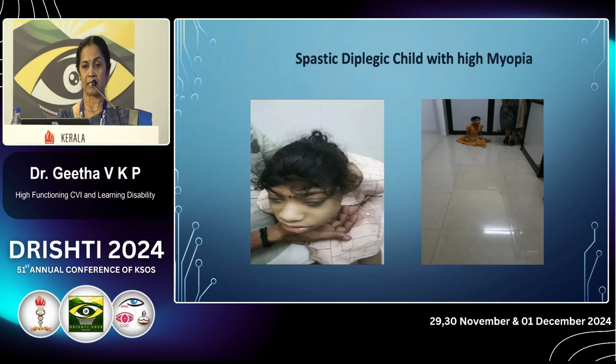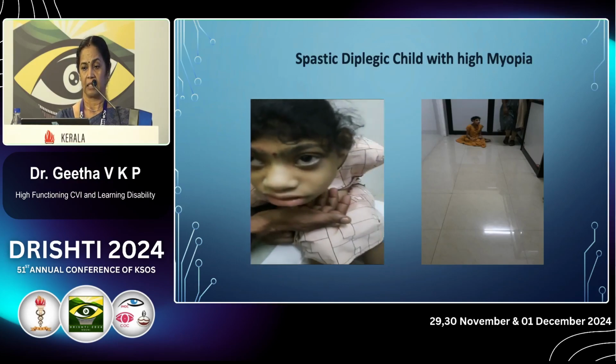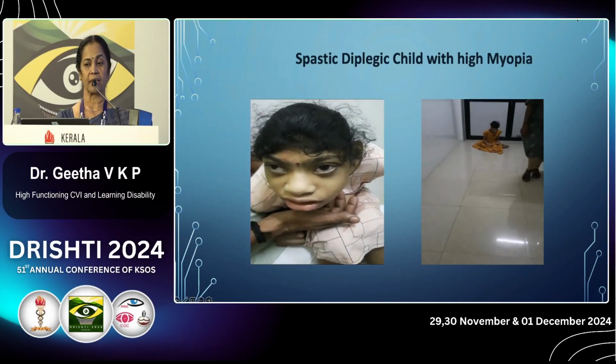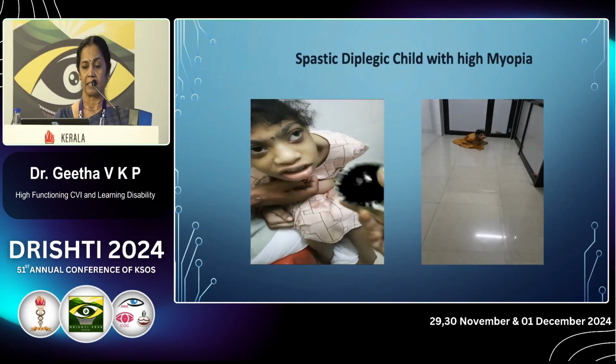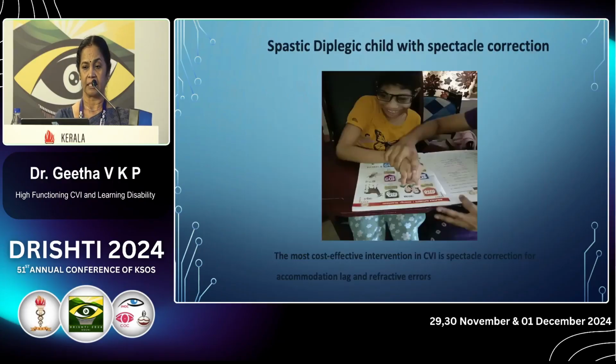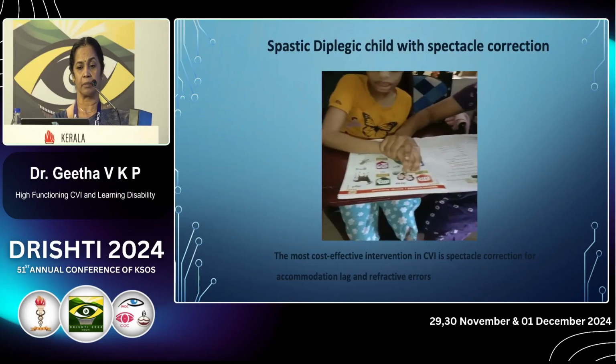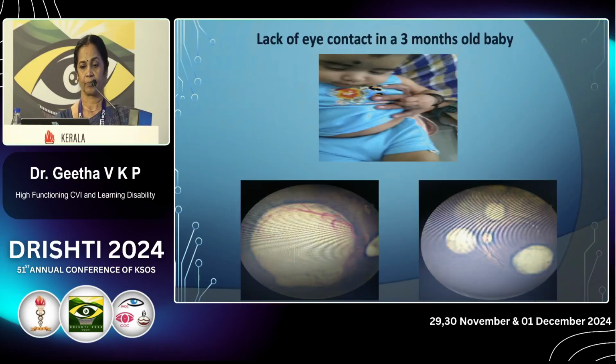And this was a spastic diplegic child who was brought to our clinic for some certificate, not for assessment. And when we did cycloplegic refraction, her eye power was -8.